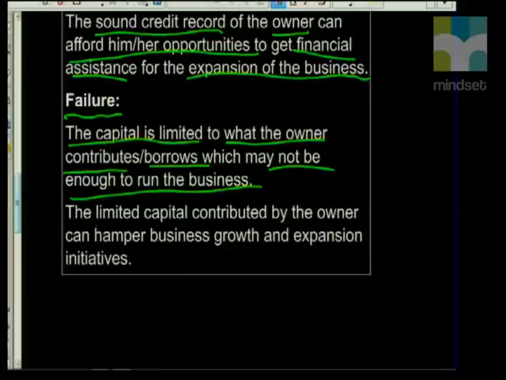The next thing which could lead to failure is that limited capital contributed by the owner can hamper the business's growth and expansion. Following on to the previous point, if you want to expand your business, you won't necessarily be able to do so if your business isn't doing well and you personally don't have a good credit record. So those are all the things that will lead to failure. So grade 12s, over and above the management and the capital, remember there are other issues that you need to be able to explain in detail, which would be taxation, for example, and how that affects each form of ownership.